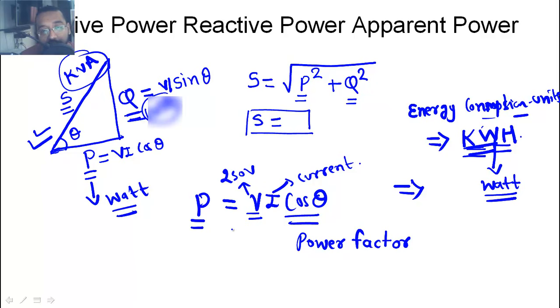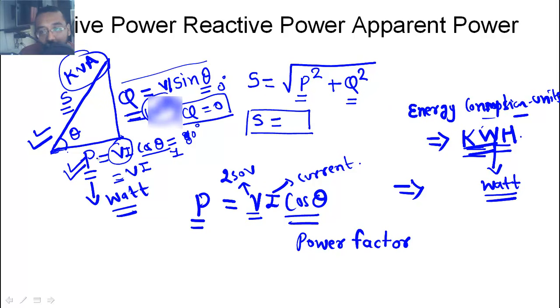So now you have to take care of how much active power you are consuming from the supply. Now let's take an example. Let's suppose theta is 0. Then cos theta would be unity and P would be equal to V into I only. And if theta is 0 degree here, then Q would be 0.